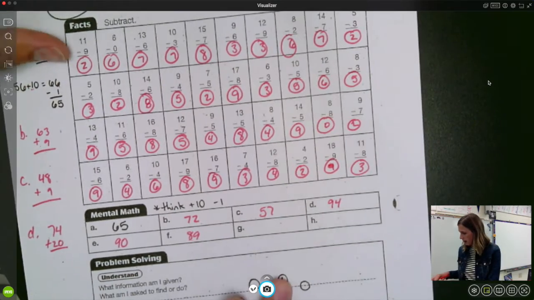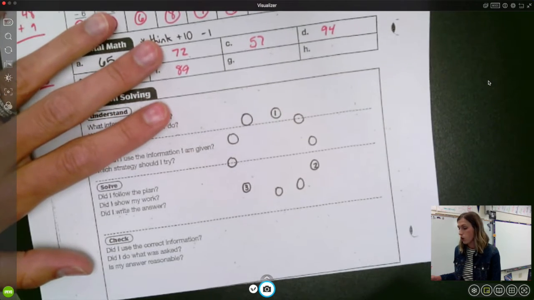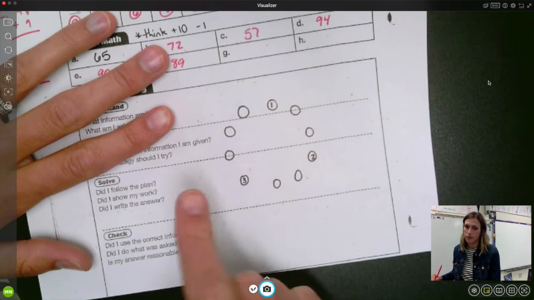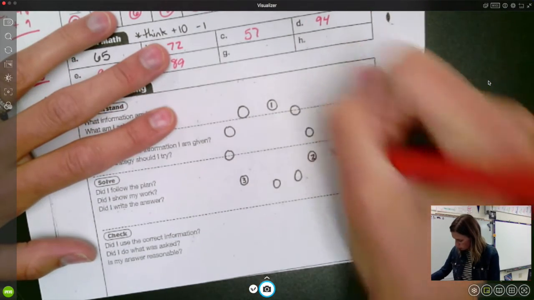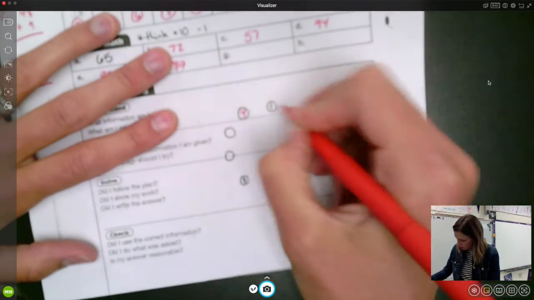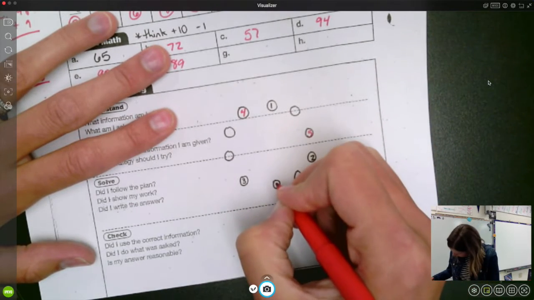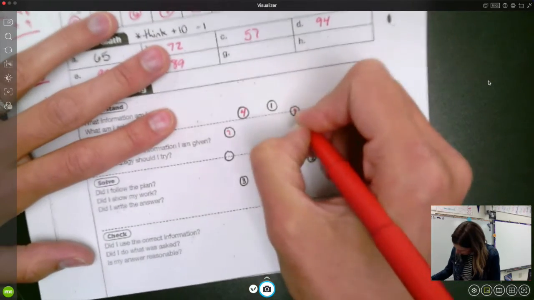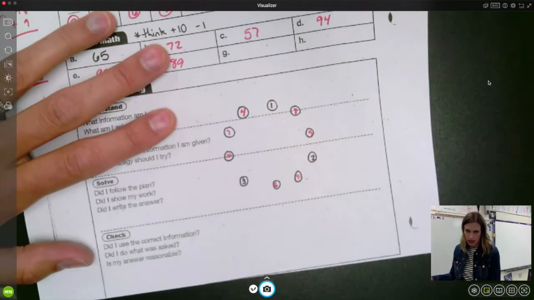Now, for our problem of the day, we have this design with 10 circles. The pattern that they told us to do was 1, skip, skip, 2, skip, skip, 3. All right, so we're going to keep that going. 1, skip, skip, 2, skip, skip, 3, skip, skip, 4, skip, skip, 5. Keep going. Skip, skip, 6, skip, skip, 7, skip, skip, 8, skip, skip, 9, skip, skip, 10.